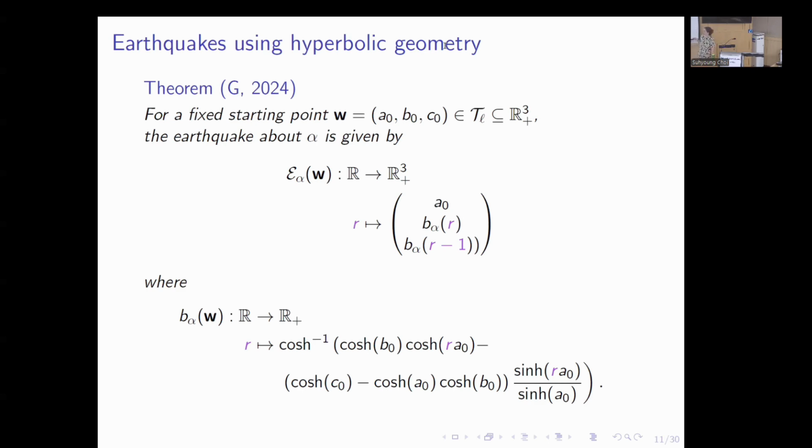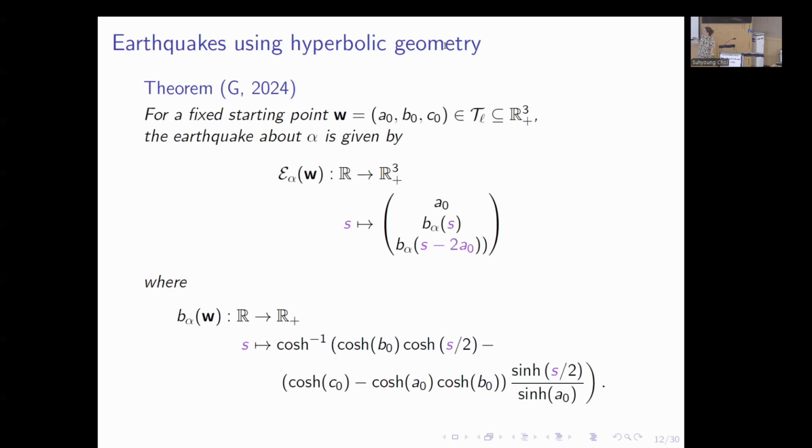So what I've done with R here is that this represents the percentage, or the fraction, of a Dehn twist that we're doing. So when R is 1, we've done 1 Dehn twist about alpha. When R is 2, we've done 2 Dehn twists about alpha. But you can reparameterize this very easily to be in terms of hyperbolic length. And so you'll get something like this.